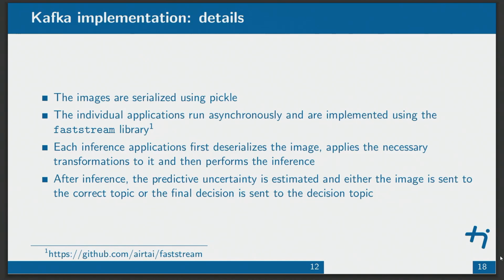Each inference application first reads from the topic, deserializes the image, applies the necessary transformations, depending on the model, and then performs the inference. After the inference, we perform our uncertainty estimation mechanism, and then depending on the result of this uncertainty estimation mechanism, we either write to the next topic for the next model, or we send our decision to our final decision topic.